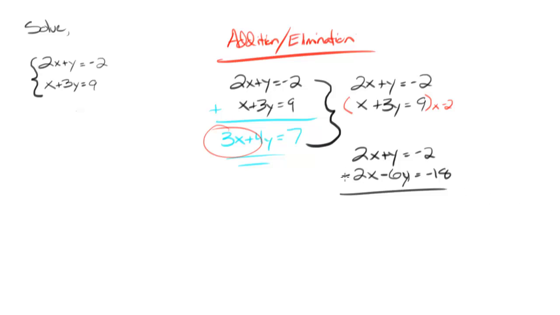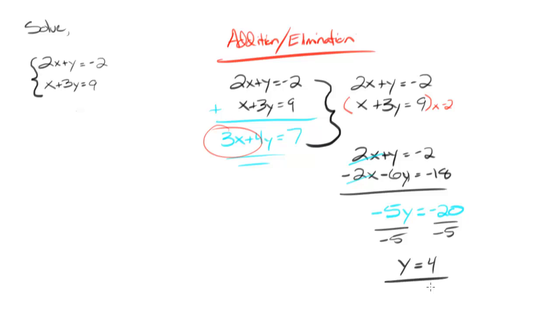Why I did that is because of what's going to happen when I add these together now. I get 2x plus negative 2x. Those end up canceling each other out and give me 0 x's. I have 1y plus negative 6y is negative 5y. And then negative 2 plus negative 18 is negative 20. This is an awesome equation because what I have now is an equation with just one of the variables, in this case just y, and I can solve this equation for y by simply dividing both sides by negative 5, and I get y equals 4, as I had expected.